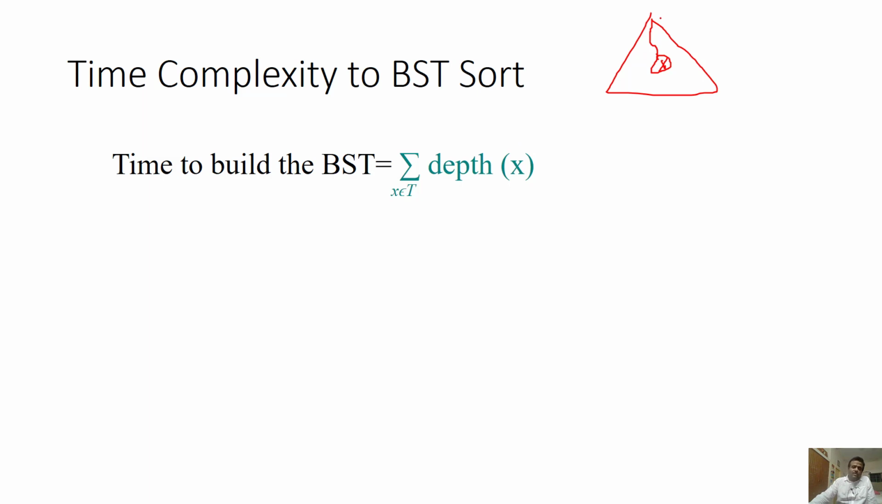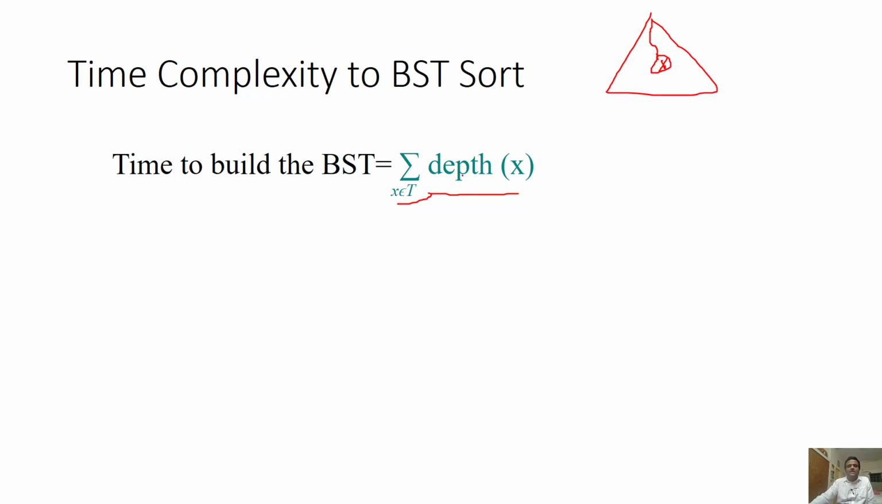For the root there is no comparison, and for the next node we have to compare with the root. Then we insert it, so that is the depth of that node. For the next node, depending on where it will go, we have to compare. It will go to that node, and the depth is basically the number of comparisons. So it is the summation of the depths, where T is our tree, the BST. So that is the time to build a BST.